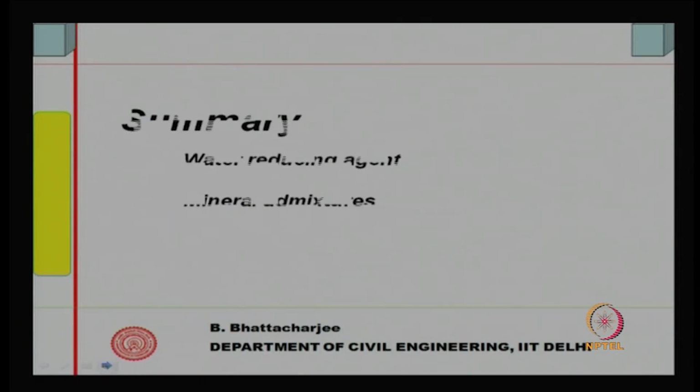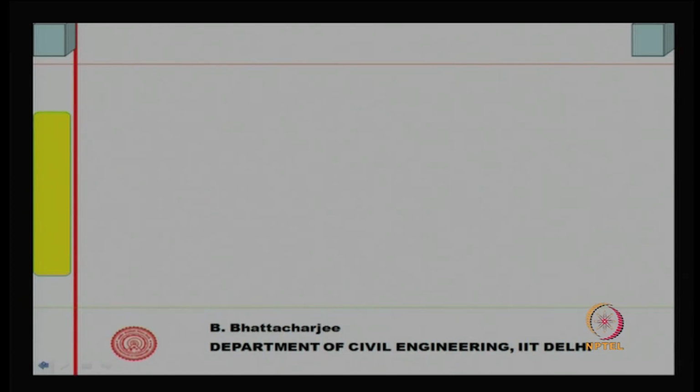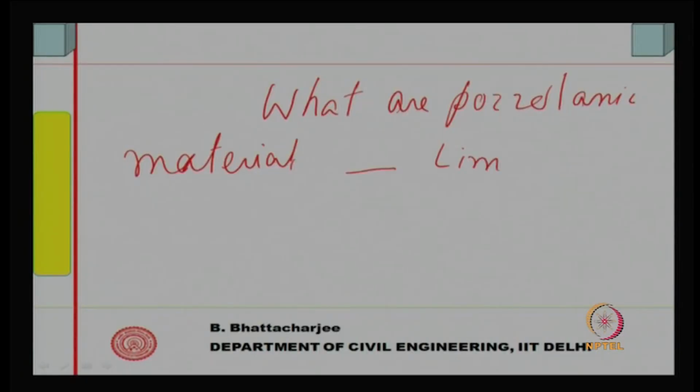So, what have we seen so far? We have seen what pozzolanic materials are. From definition, they are the ones which react with lime in the presence of water. Lime plus water plus P would produce CSH.